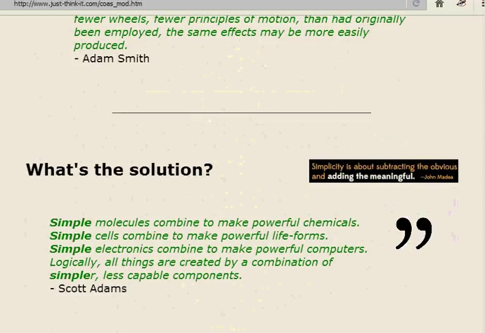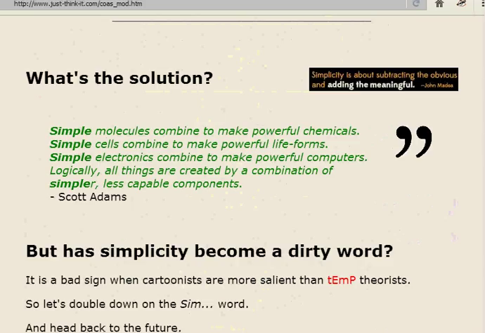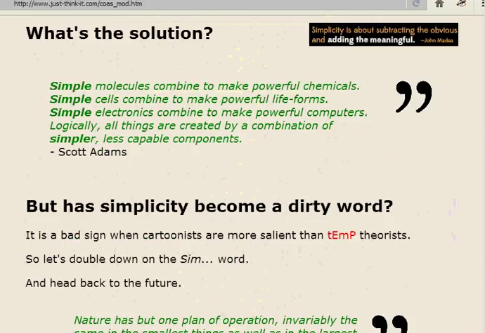Simplicity is about subtracting the obvious and adding the meaningful. John Maeda. What's the solution? Simple molecules combine to make powerful chemicals. Simple cells combine to make powerful life forms. Simple electronics combine to make powerful computers. Logically, all things are created by a combination of simpler, less capable components. Scott Adams. But has simplicity become a dirty word?